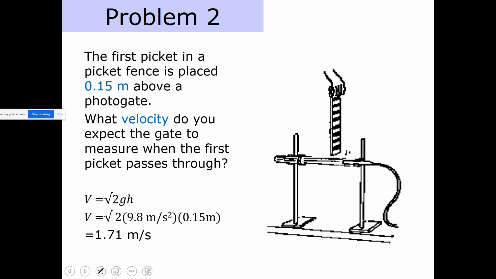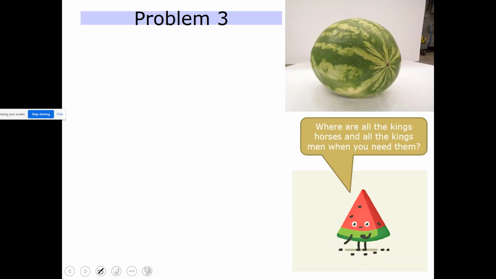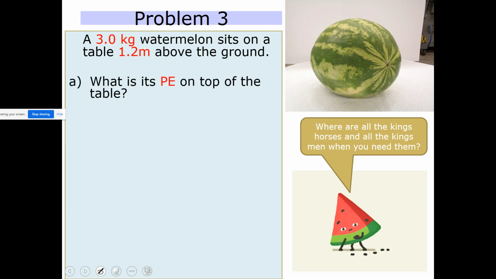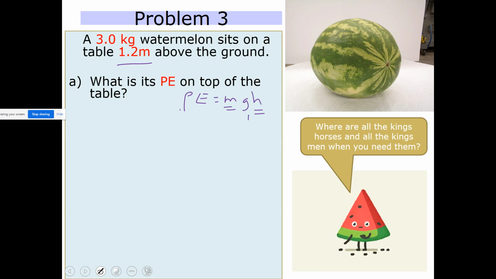All right, let's take a look at another problem. Watermelon problem, very nice. Problem number 3. A 3-kilogram watermelon sits on a table 1.2 meters above the ground. What's the PE on the top of the table? Well, hopefully you're thinking about, what is my formula for PE? Take a look at the formula for PE. Do you have a height? Yes, I do. Do you have a g? Yes, I do. That's always a constant, 9.8. Do I have an m? Yes, I do. If you plug all those numbers in, you should get the potential energy at the top of the table.